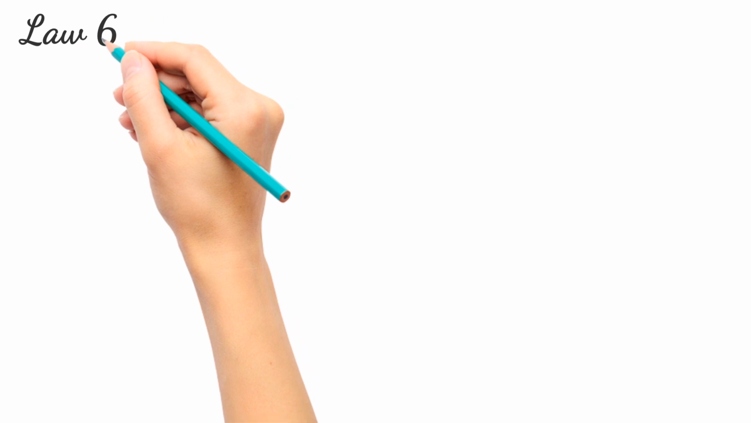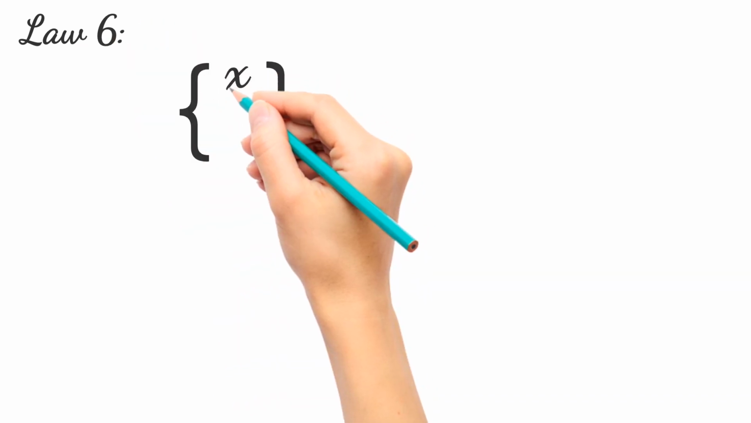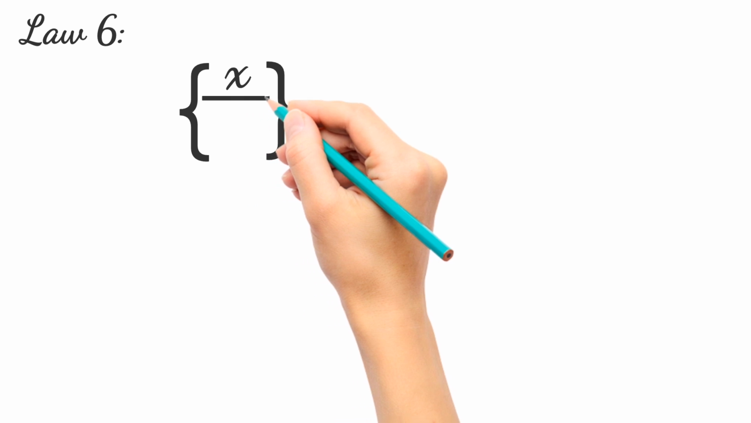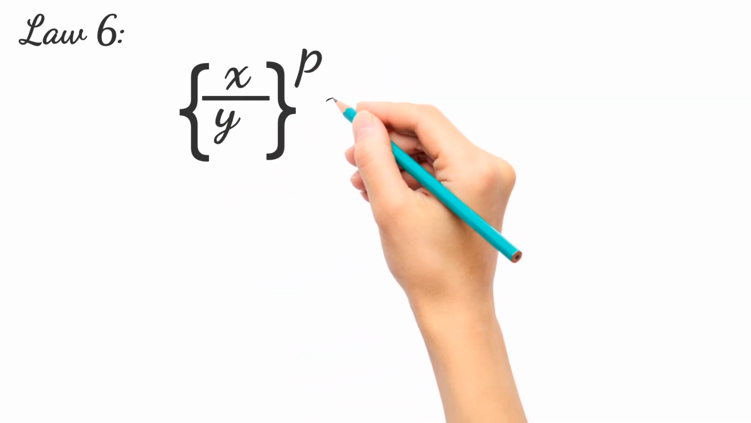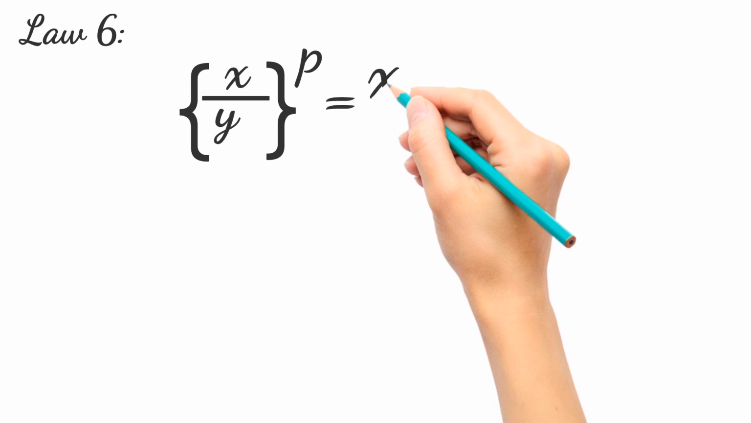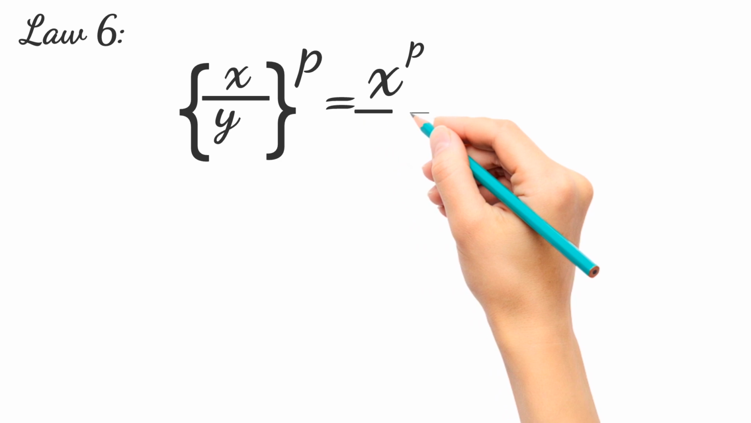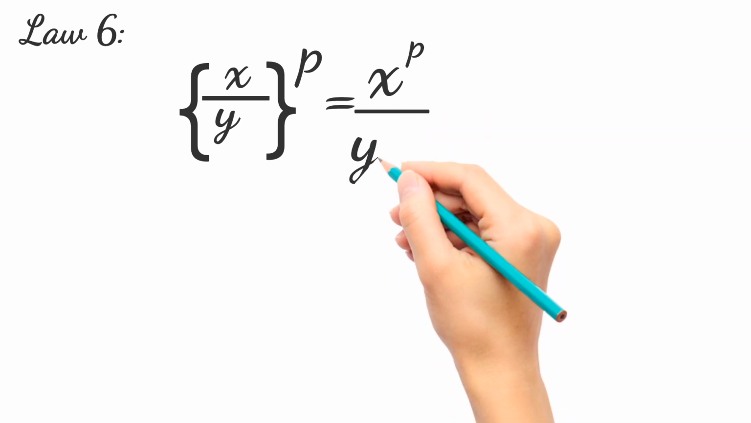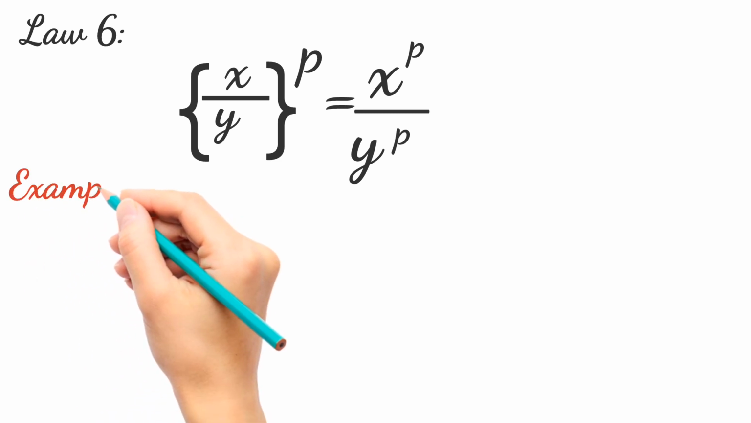So now, law 6 says, if I have x divided by y inside the bracket, and they now put a power outside, like raised to the power p, that means x carries the power of p, y too carries the power of p. Please don't get that mixed up. So the two of them will carry the power of p separately. So let me give you this example for more clarification.